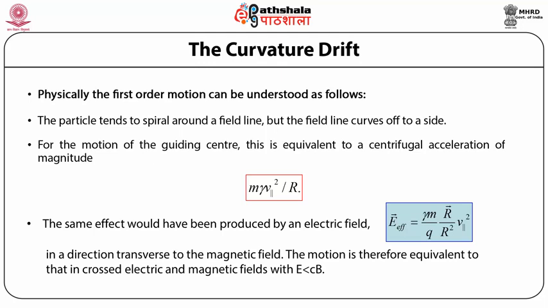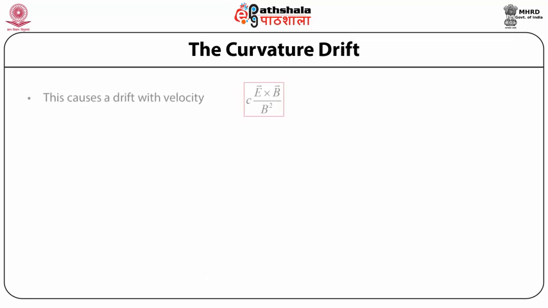This effective field is in a direction transverse to the magnetic field. Since the radius of curvature is large compared to the radius of gyration, the effective electric field is small compared to the magnetic induction. The motion is therefore equivalent to that in crossed electric and magnetic fields with E less than cB. This causes a drift with drift velocity c times E cross B divided by B squared.